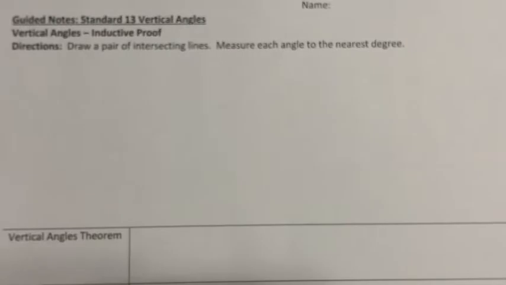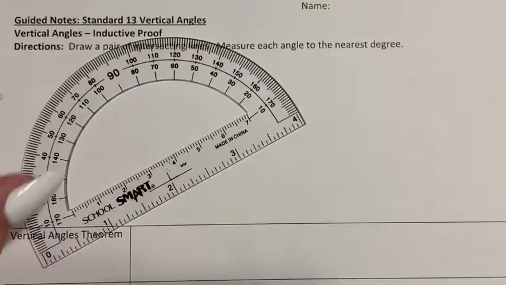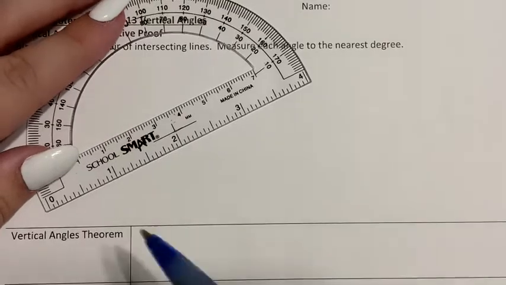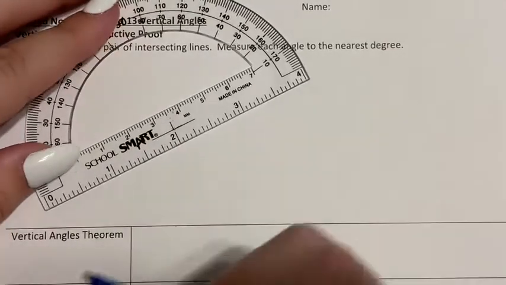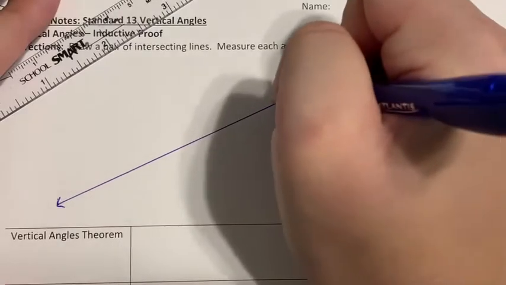So our directions tell us to draw a pair of intersecting lines. You're going to need to pull out the protractor that you were given for geometry. In order to draw our intersecting lines, we need to use the straight ruler edge of our protractor. You can draw your intersecting lines however you like. I'm just going to do something like this.